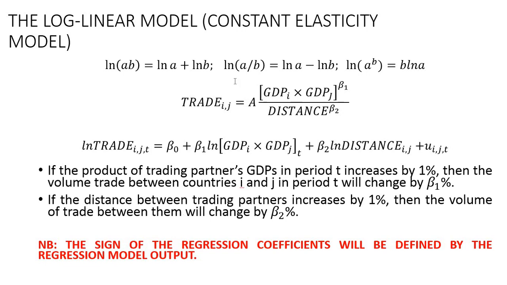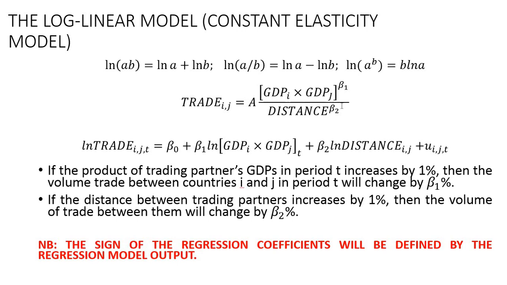So for instance, here you can see the gravity equation of international trade. We already discussed it when we analyzed dummy variables. So according to this model, the volume of international trade between countries i and j can be expressed as the product of A, which is a constant, and the ratio of the product of GDPs of these countries taken to the power of beta 1 to the value of geographical distance between those two countries taken to the power of beta 2.